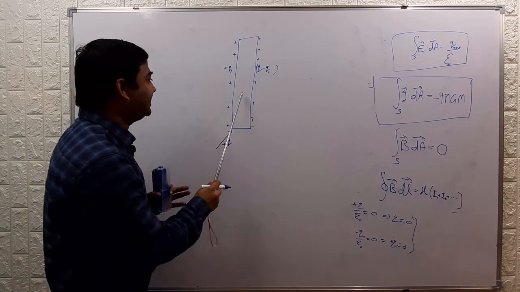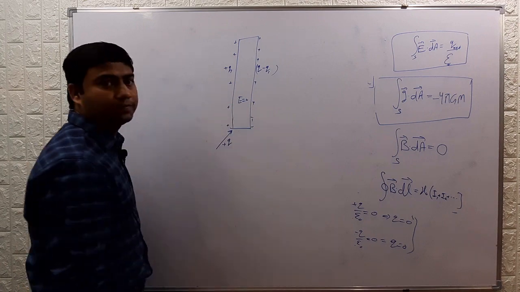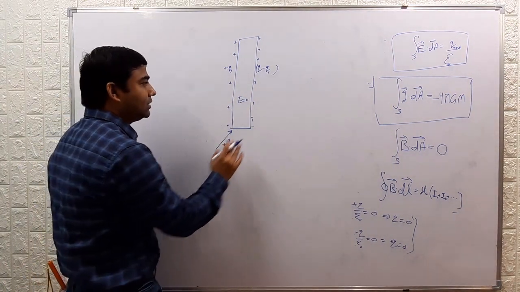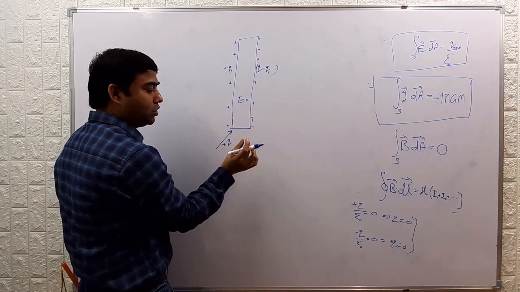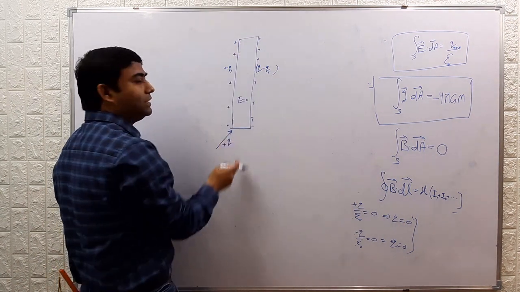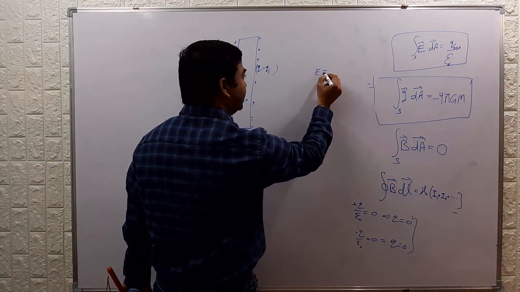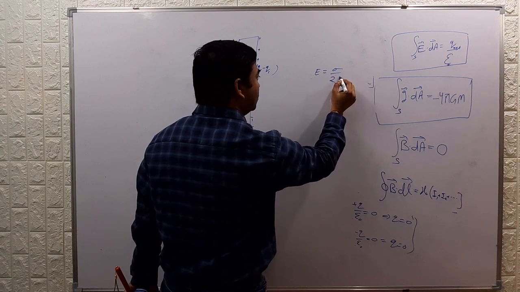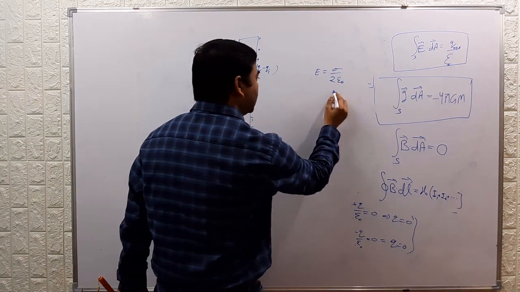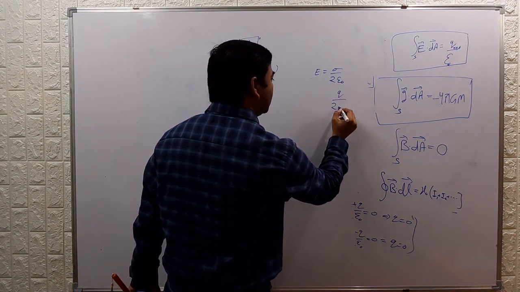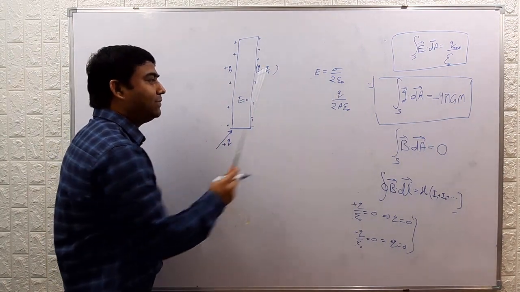Now we know inside the conductor electric field is 0. So now put the formula of infinitely long sheet. If the thickness is very small, then we can assume these sheets as infinitely long sheet. So for an infinitely long sheet, electric field is sigma by 2 epsilon 0, or Q by 2A epsilon 0 for a finite dimension sheet.